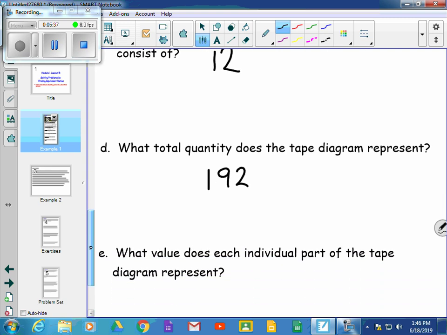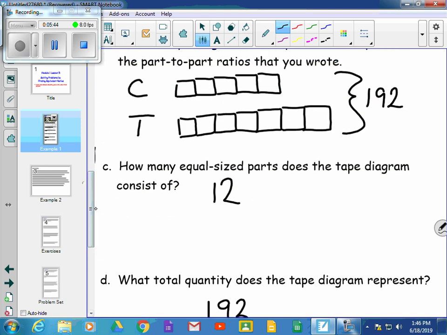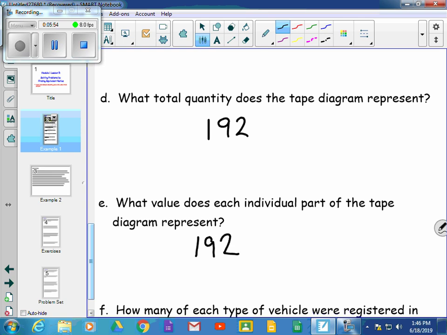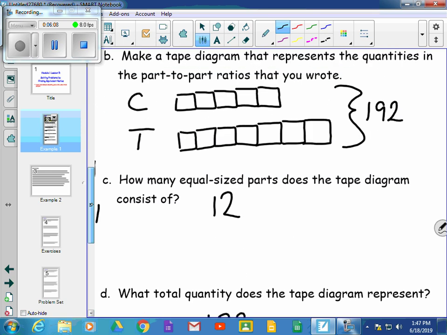Now the next question is on the next page. So what value does each individual part of the tape diagram represent? I've got 192 represented by those 12 equal parts. If I take 192 and divide it into 12 equal parts, and you might have to use a calculator to assist you on this, we get 16. So each individual part represents 16. If I go back to my tape diagram, each part here represents 16.